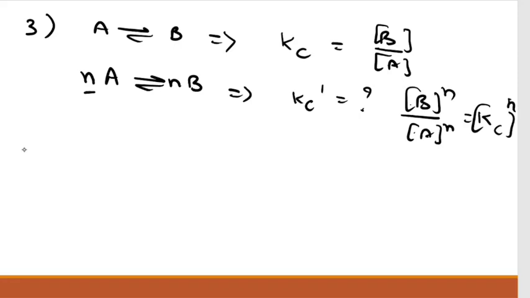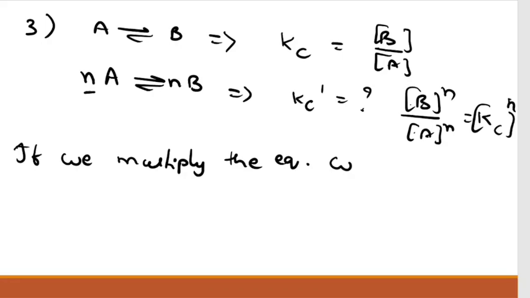So the conclusion here is, if we multiply the equation with n, the new Kc dash, or new equilibrium constant, will be Kc power n. Just bear with my handwriting, as it is new to me, I'm not able to write properly.